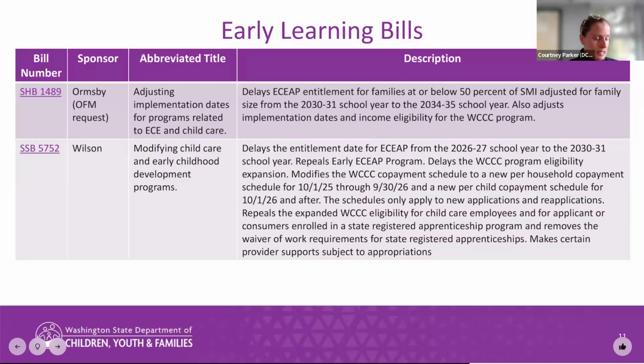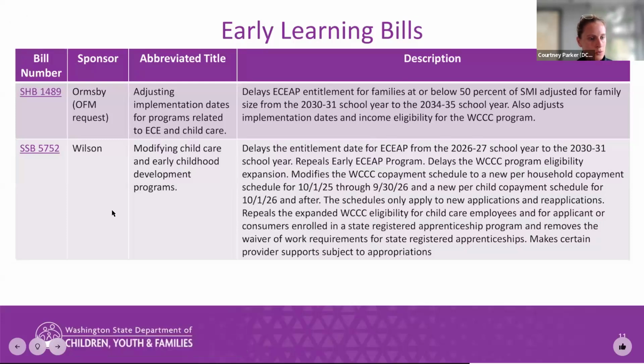So looking at 1489 and 5752, these are bills that we are tracking as they take on that challenge of our current budget reality while intending to maintain stability in the early learning system and maintain current services in early learning. And they do a lot of similar things, with 5752 making further modifications in certain regards to ECAP and Working Connections. I would also like to note that with 5752, it no longer repeals the Early ECAP program. The current version of it makes Early ECAP subject to appropriations. And I am actually going to put in the chat the bill report for 5752 and where it's currently at, as this bill contains a lot of provisions and I think it makes it a little bit easier to digest.